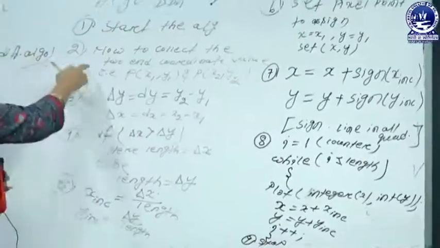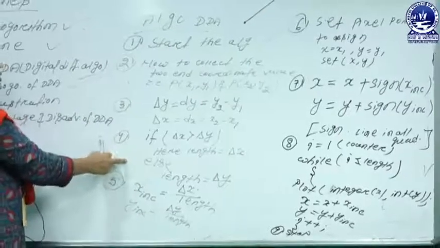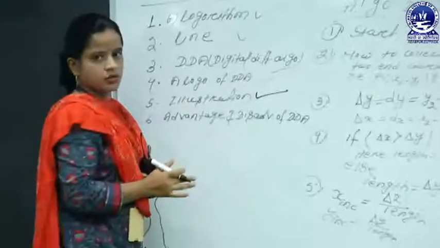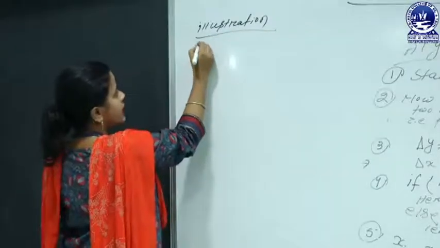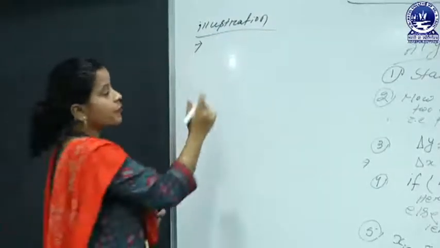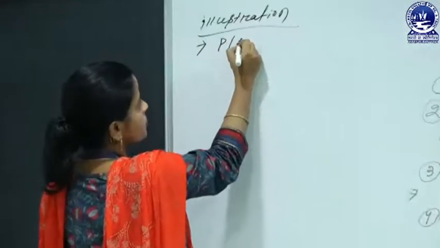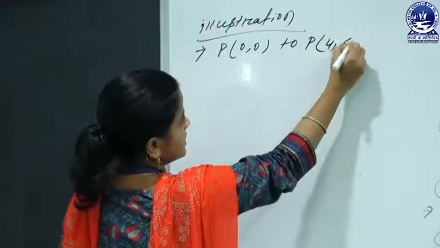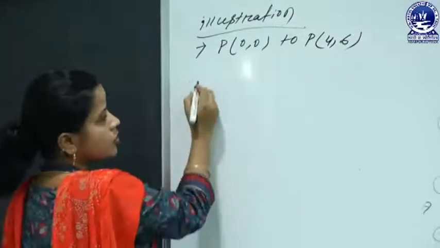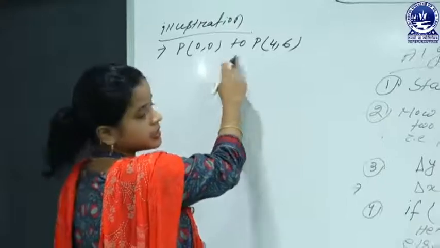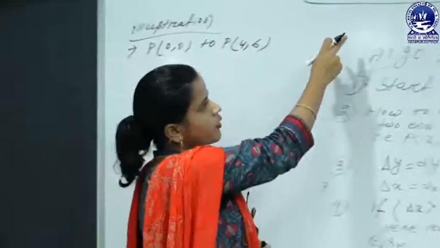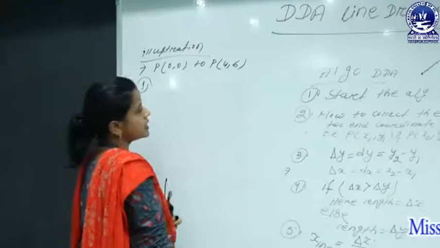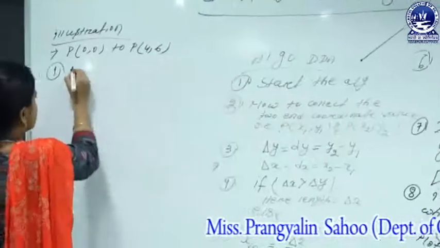Okay. Now to check how the algorithm runs using one illustration. So now we go to the illustration part. Let us consider drawing a line from pixel point 0, 0 to pixel point 4, 6. So how is the line drawn using these two coordinate values with the help of the DDA line drawing algorithm? On the first step it says you start the algorithm, that means start.